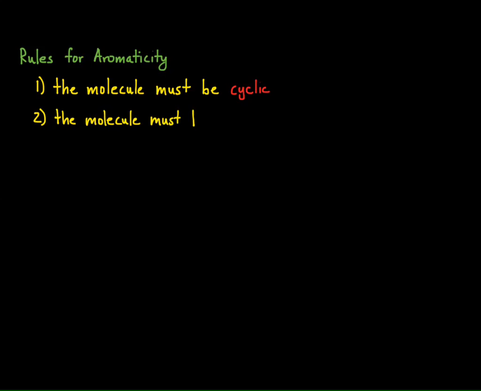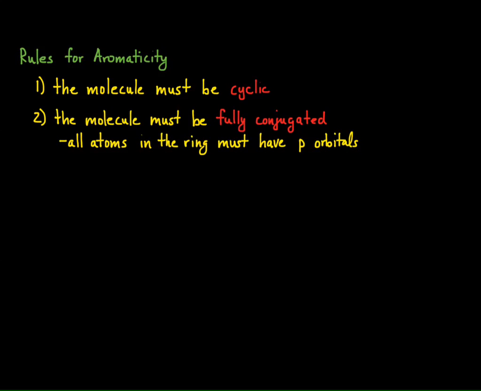The second rule is that the molecule must be fully conjugated. Now this sometimes gives students a little bit of a hard time. What does fully conjugated mean? In essence, it means that all atoms in the ring must have a p orbital, right? Each atom has to have a p orbital. The third rule is that the molecule must be planar.